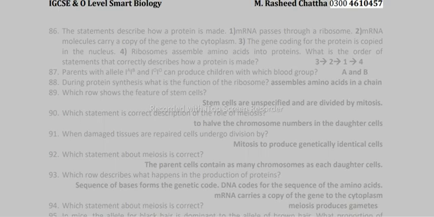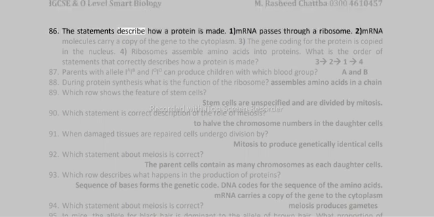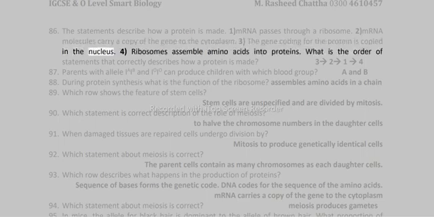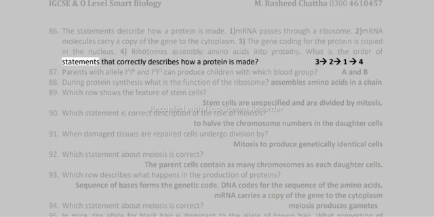86. The statements describe how a protein is made. 1. mRNA passes through a ribosome. 2. mRNA molecules carry a copy of the gene to the cytoplasm. 3. The gene coding for the protein is copied in the nucleus. 4. Ribosomes assemble amino acids into proteins. What is the order of statements that correctly describes how a protein is made?